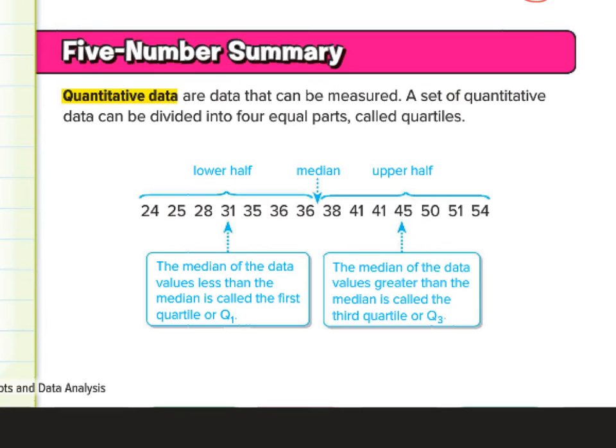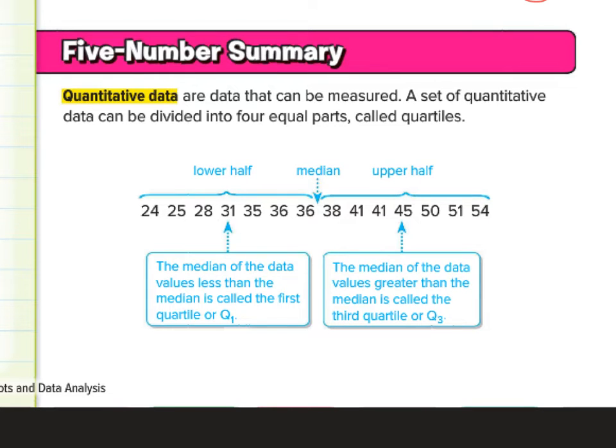Okay. Now let's look at what quantitative data is and what a quartile is. Quantitative data are data that can be measured; because it's quantitative, it can be counted. A set of quantitative data can be divided into 4 equal parts called quartiles. So here you have a set of data organized from least to greatest. You have a lower half, the middle, median, and the upper half.